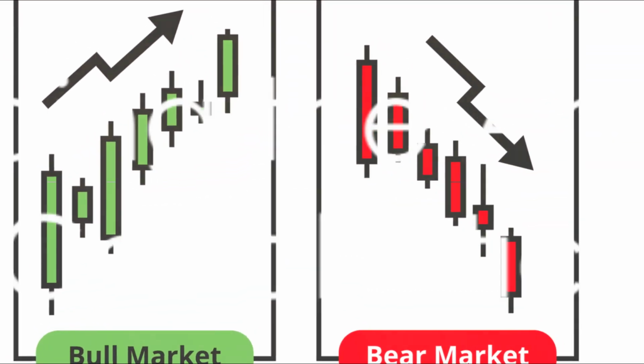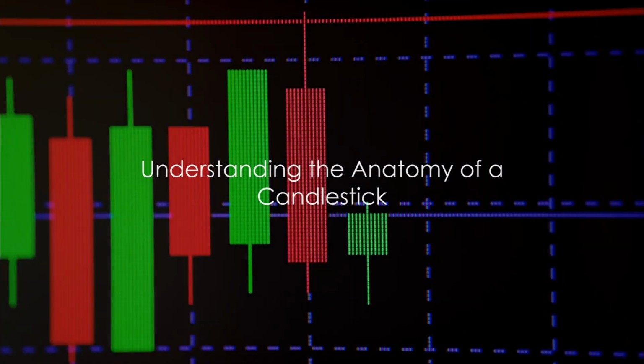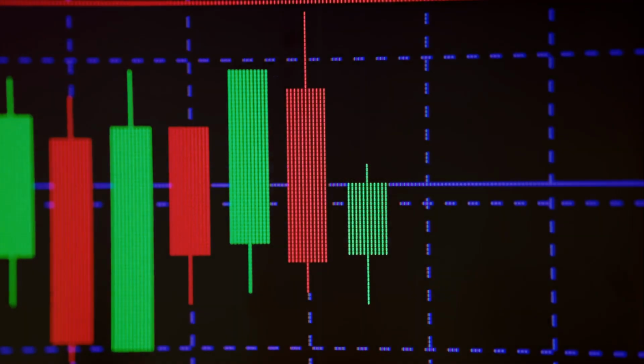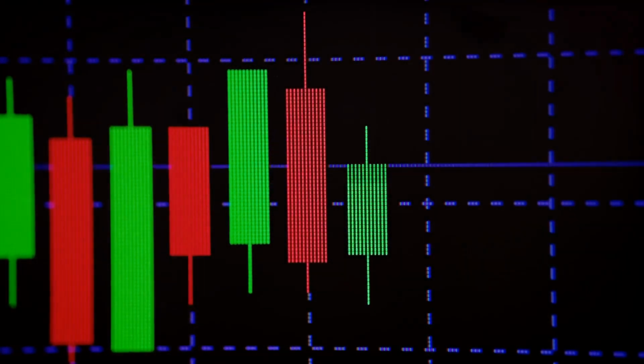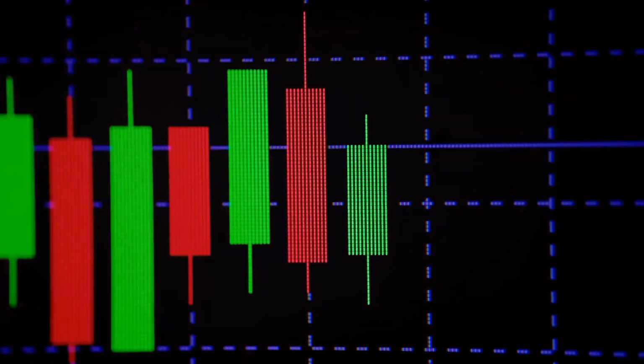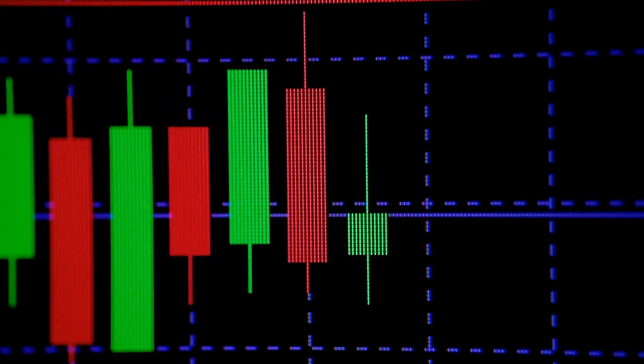Now that you know what trading candlesticks are, let's delve deeper into how to read them. A candlestick is not as complicated as it looks. It's all about understanding its components. Let's start with the basic structure of a candlestick. Imagine a rectangular box with 2 thin lines sticking out from the top and bottom.